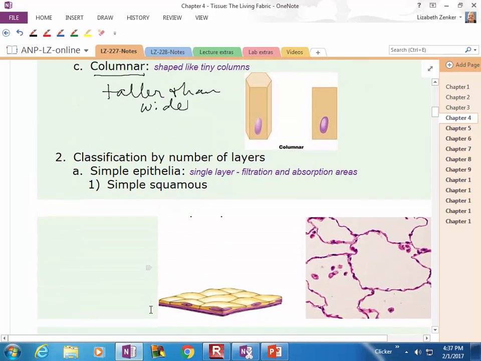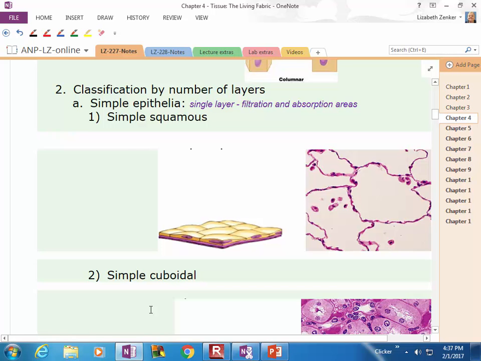So if we classify them by numbers of layers, if we use the term simple, simple means single layer. And what it means with single layer, they're usually going to be for filtration and absorption areas. So filtration or diffusion of substances. So you're usually going to find these within capillary walls, walls of air sacs, and we give it a special name when it's the lining of a blood vessel, and that's called endothelium.